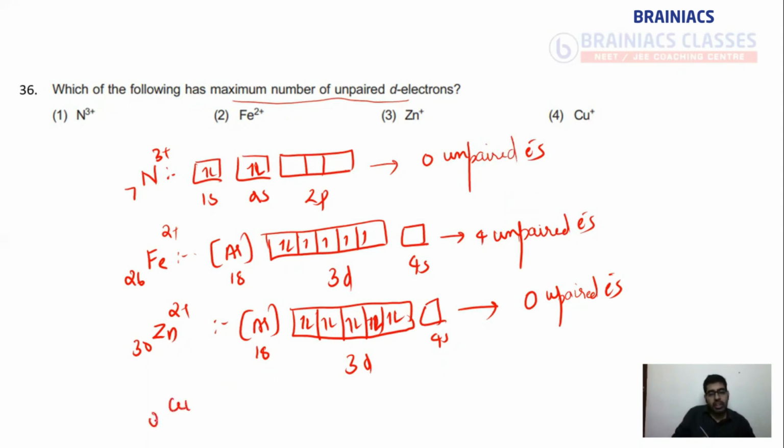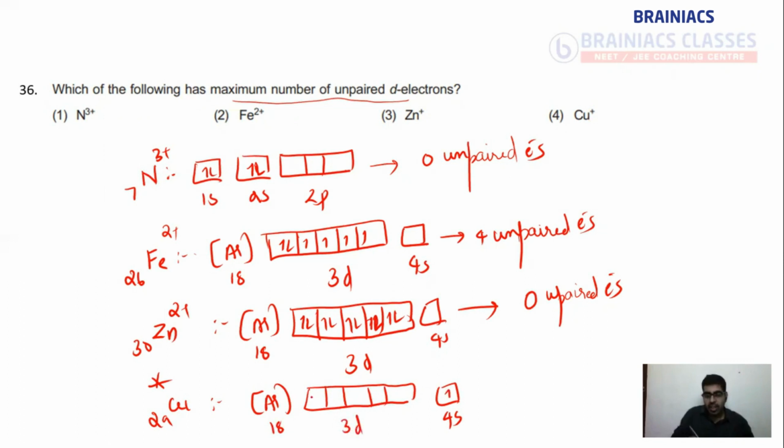Copper, atomic number 29. Now copper has an exceptional configuration. You remember that copper and chromium have an exceptional configuration. Argon, 4s, 3d. Atomic number 18. Here 4s is filled with only 1 electron because copper has an exceptional configuration.